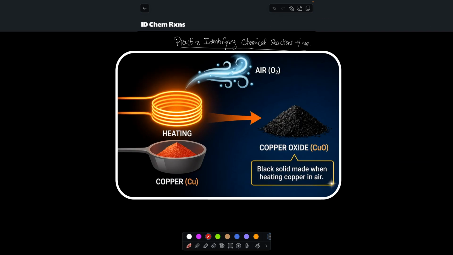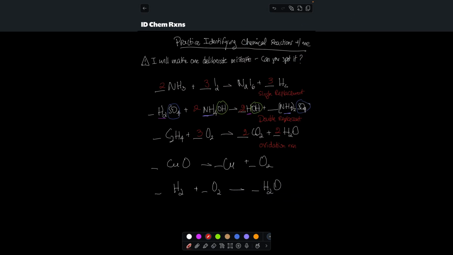Next, we have copper oxide splits into copper and oxygen. So again, we're going to start with the oxygen over here. We see that we have 2 on the right side. Therefore, we need to put a 2 over here on the left. By doing that, we've also now created 2 coppers. So we have to put a 2 over here. And now both our coppers and both of our oxygens are balanced.